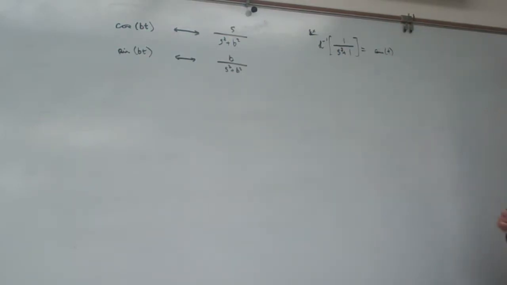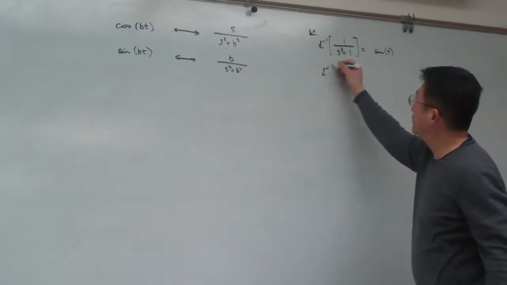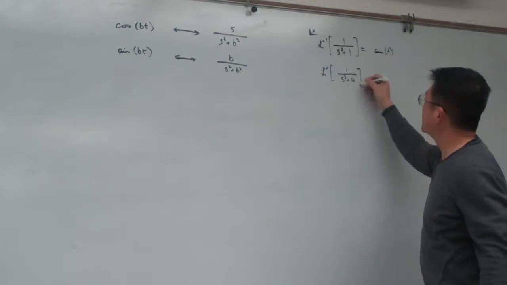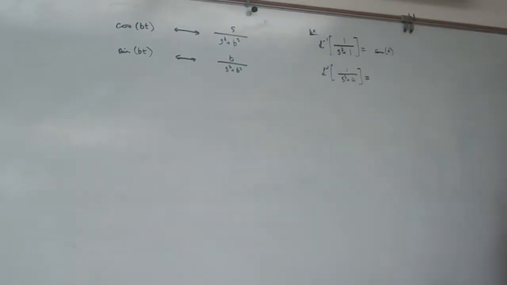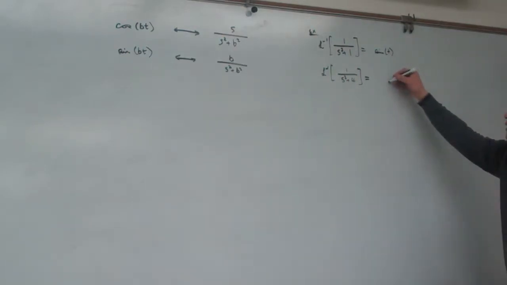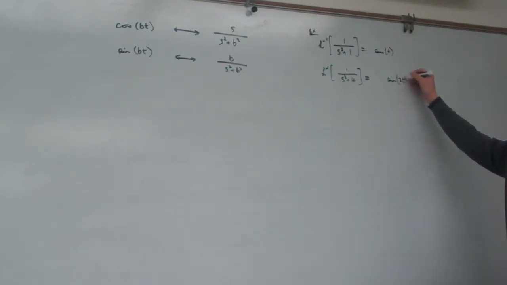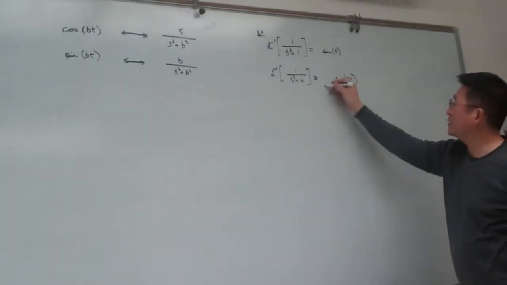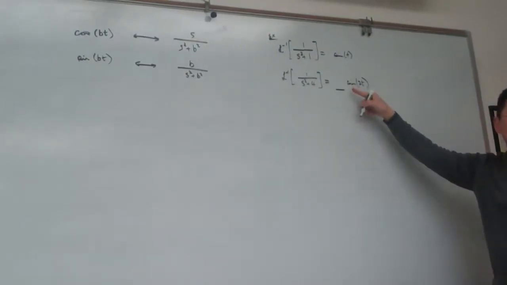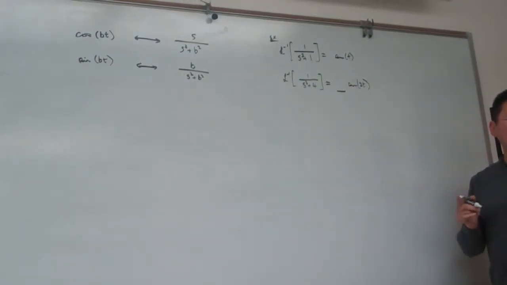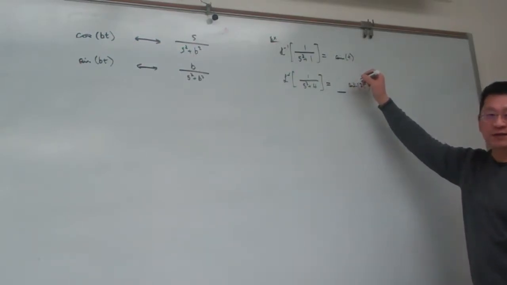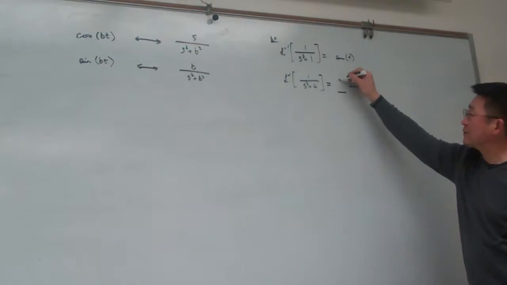Right? Another example, say 1 over s squared plus 4. What is this? Sine 2t. And what is its coefficient? 1 or 1/2? That's the tricky part, and most of the time students make a minor mistake here. That should be 1/2.